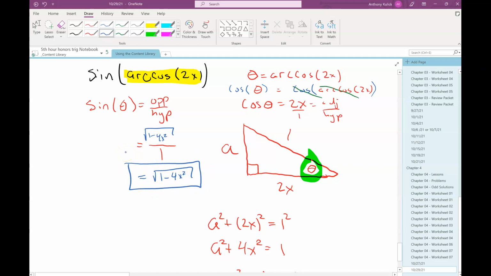So again, the trick here is we're going to use the inside to build the right triangle, and then evaluate the outside with that right triangle that we just built.